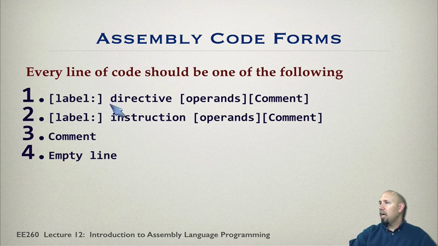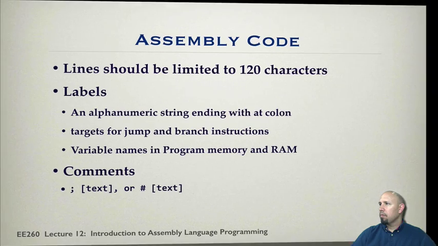Each directive may have a label that defines it. Each instruction may have a label that defines it. The directives may have operands, and you could also have a comment. The instruction might have one or more operands, and it may also have a comment. So that's how the code looks. You have those kinds of lines.